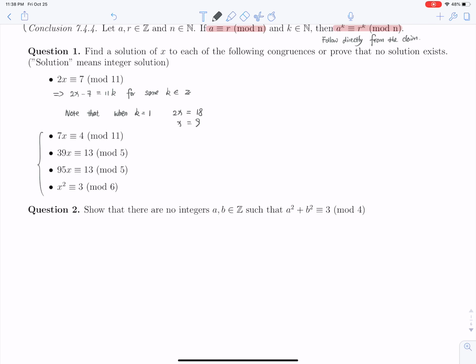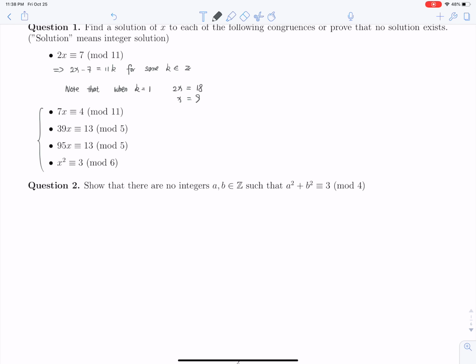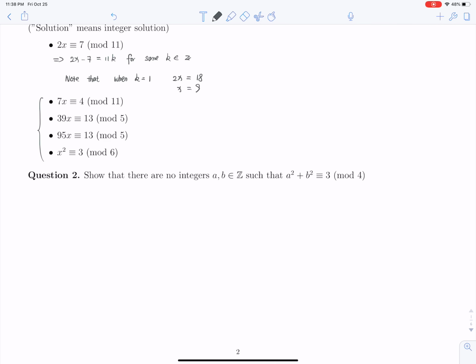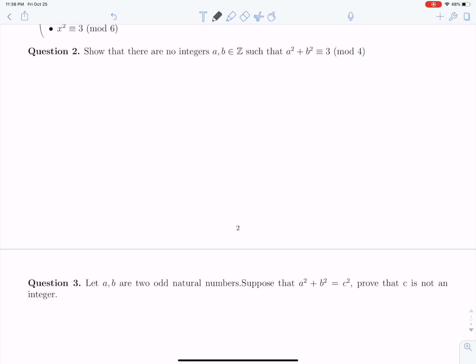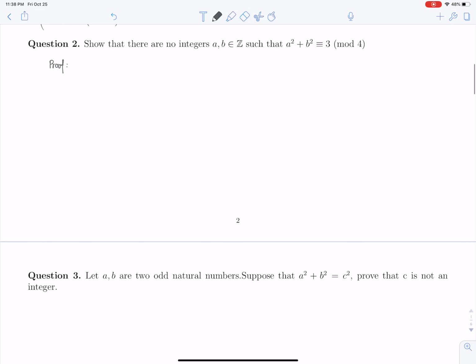I'll leave those as your homework. Just do it yourself. It's exactly the same as the first one. Okay, so let's do question 2. Show that there are no integers a, b such that a squared plus b squared is congruent to 3 mod 4. Well, if you remember from your homework, you did something really similar to this question.